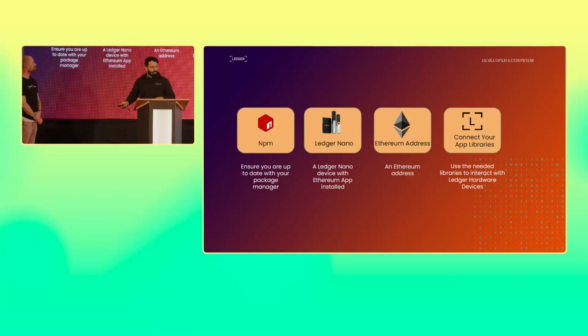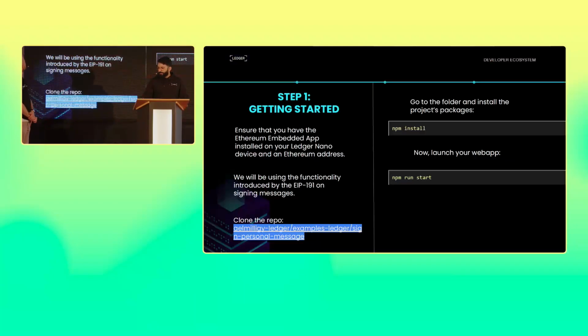So you just need a package manager, of course, a Ledger Nano hardware device, an Ethereum address on your Ethereum embedded app, and some libraries that I will show you just after. So this is the link of the repo. If you want, you can take a picture, or do it at home.